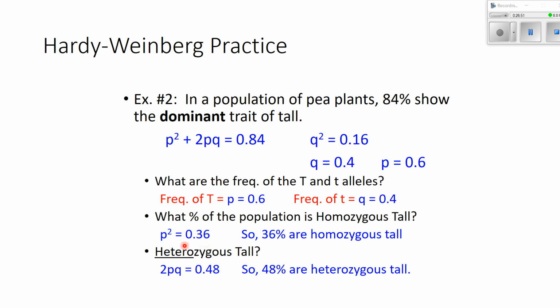What percent are heterozygous tall? Remember, heterozygous is 2 times P times Q. 0.6 times 0.4 times 2 is 0.48. And you always have to pay attention. Are they asking for a frequency? Sometimes they are. Or are they asking for a percent? 0.48 would be the frequency, but they're asking for a percent, so I'm going to write my final answer as 48%.